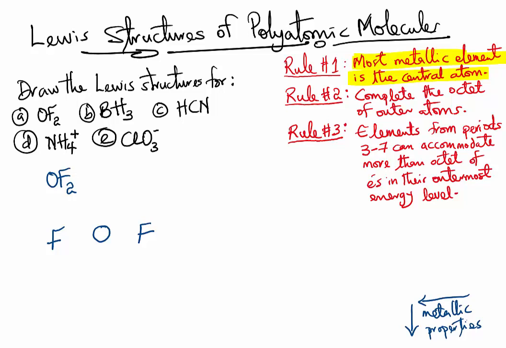Now, remember, metallic properties would increase from right to left, and it will increase from the top of the periodic table to the bottom. The next thing is to represent the valence electrons in each atom. Fluorine is from group 7A, so it will have a valence of 7. Oxygen is from group 6A, so it will have a valence of 6.